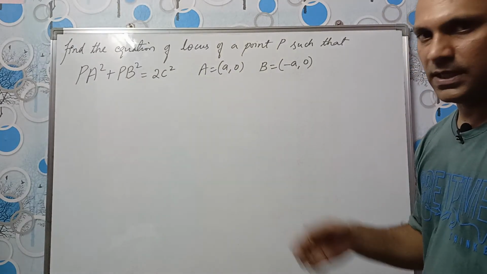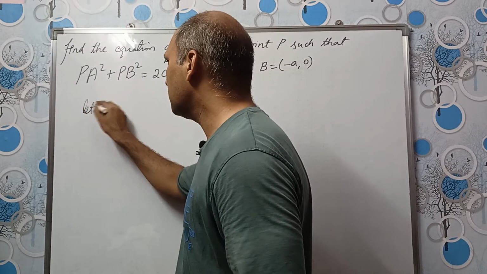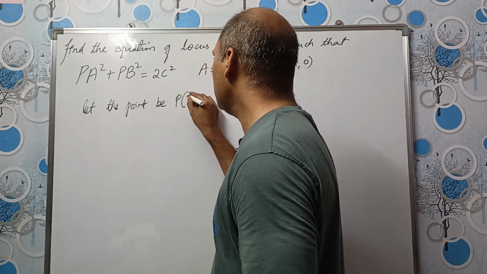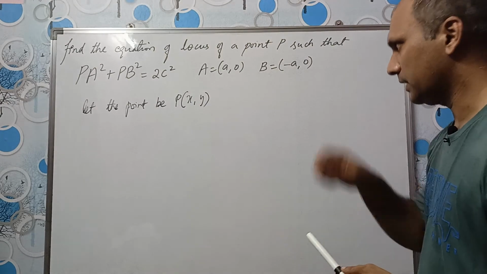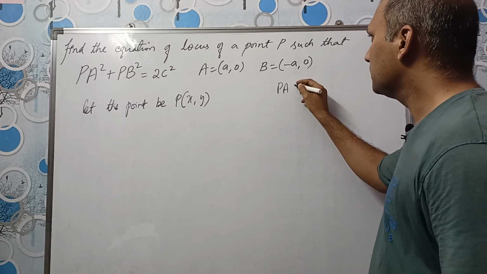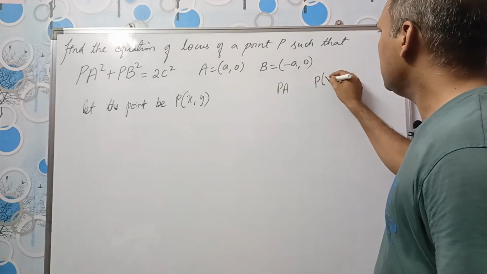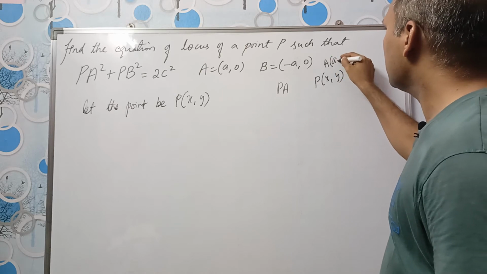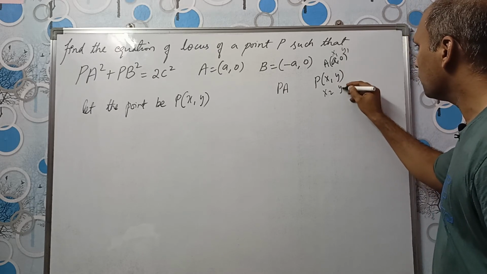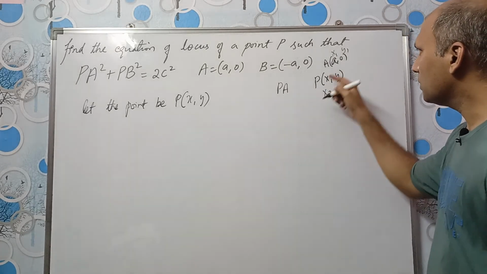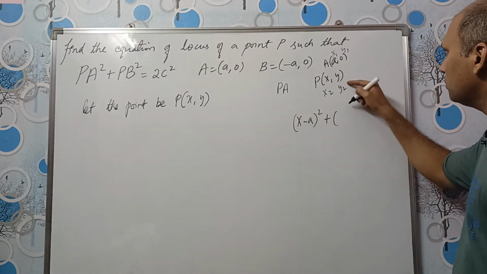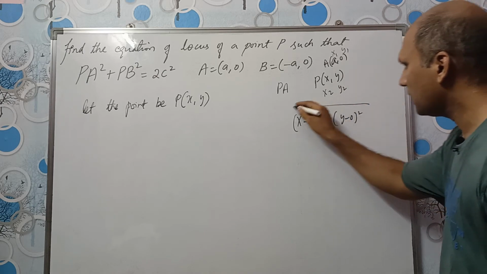Let the point P be x comma y, right? So let us do that. Let the point be P, x comma y. Now see PA. So let us find PA first. P is x comma y and A is a comma 0. If you take this as x1 y1, this as x2 y2, PA will be equal to how much? x2 minus x1, that is x minus a whole square, plus y2 minus y1, that is y minus 0 whole square, under root.